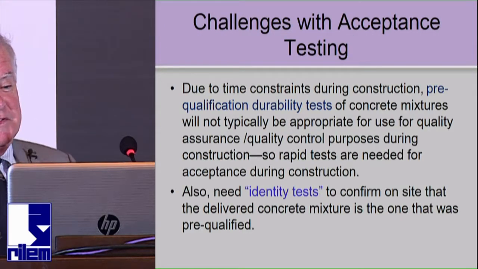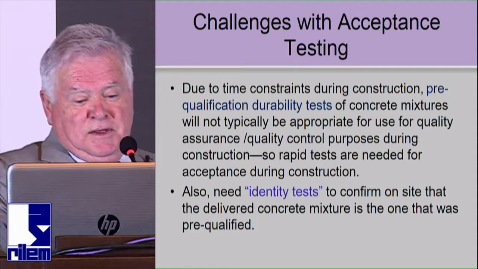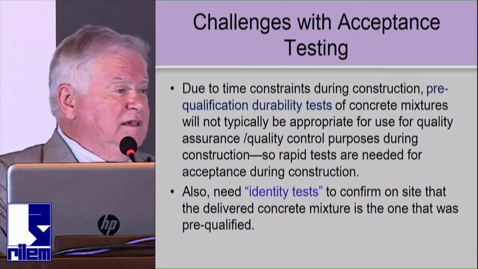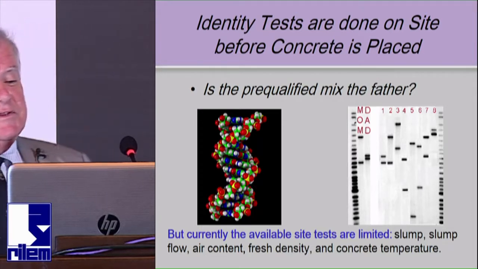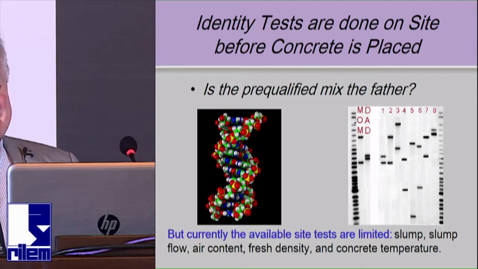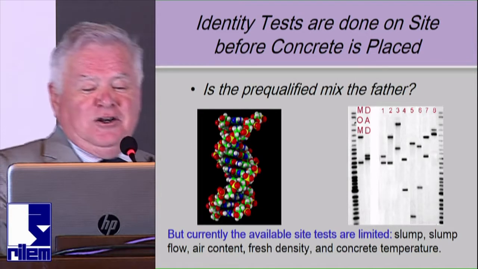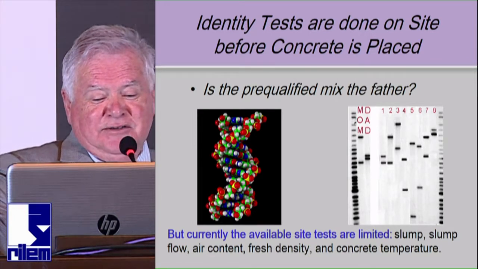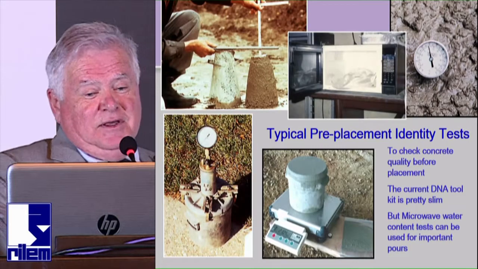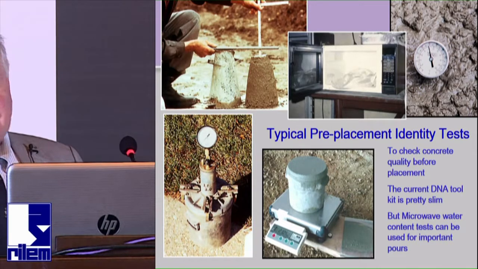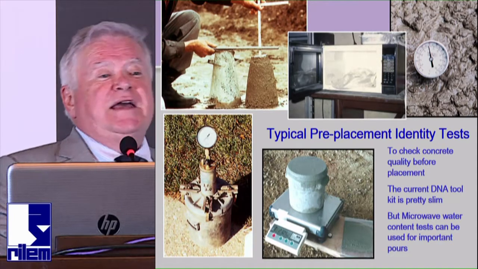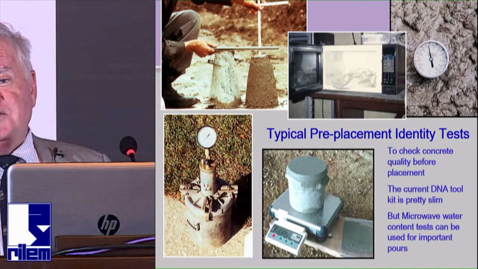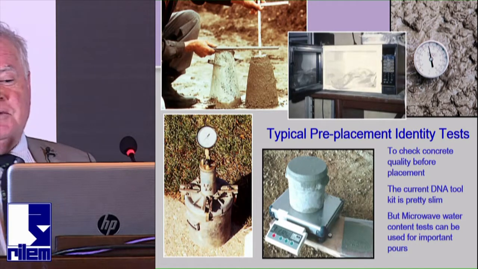Now, the big problem with acceptance testing is time constraints. So we need those identity tests to confirm that the concrete is being delivered. So when the concrete arrives on site, you would like to have a DNA test to show that the pre-qualified concrete is the concrete that's being delivered, but we don't have a lot of test methods. Typically, we have people do slump or slump flow if it's SCC concrete. They may take the temperature of the concrete, which affects things like slump loss at high temperatures with admixture slump loss.